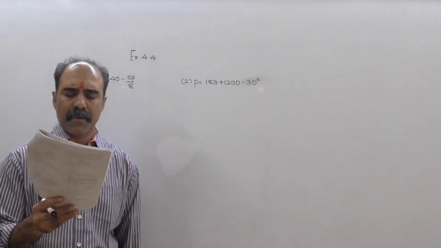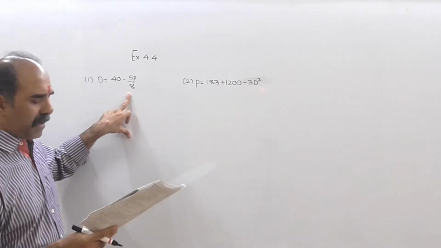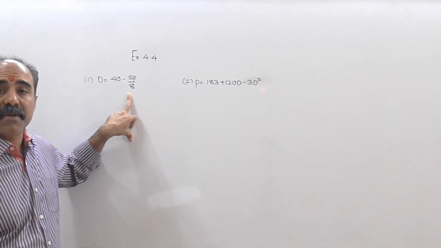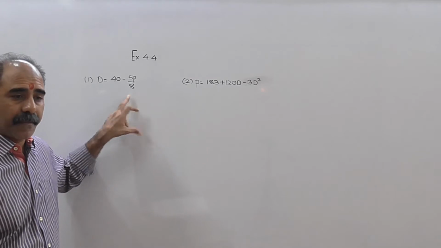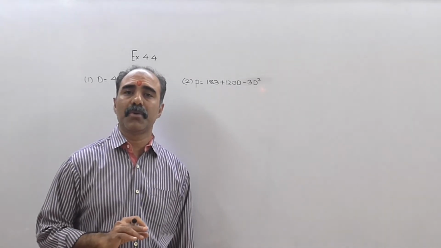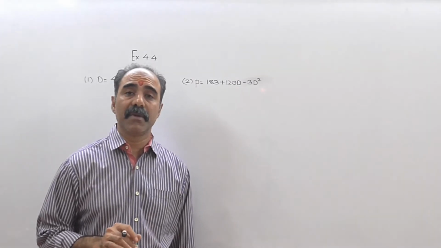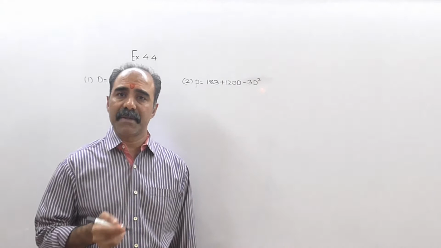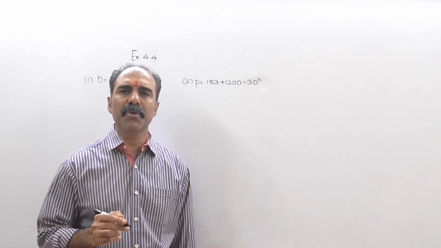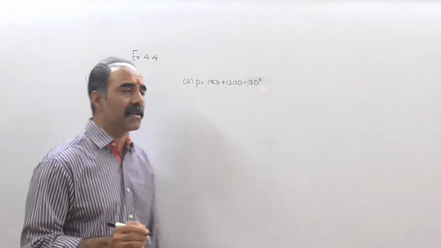A demand function for a commodity at a price p is given by D equal to 40 minus 5p upon 8. You have to check whether the function is increasing or decreasing. Basically, to show that a function is increasing, you have to show that the derivative is more than 0, that is, f dash of x is greater than 0. And if the function is decreasing, you have to show that f dash of x is less than 0, meaning the derivative of the function is less than 0.